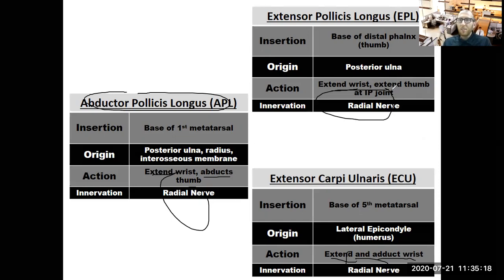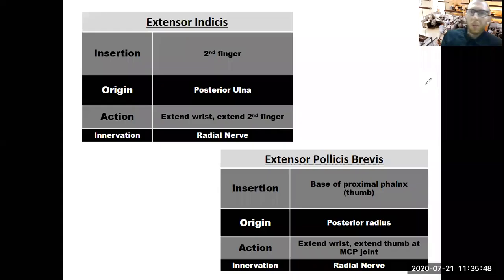But then we even have more up here, the extensor pollicis longus, going to extend the thumb at the IP joint. So this little extension going on here. Let's zoom in real close. So this is the IP joint. That extension that occurs right there is from the extensor pollicis longus. 2 more boxes for you.